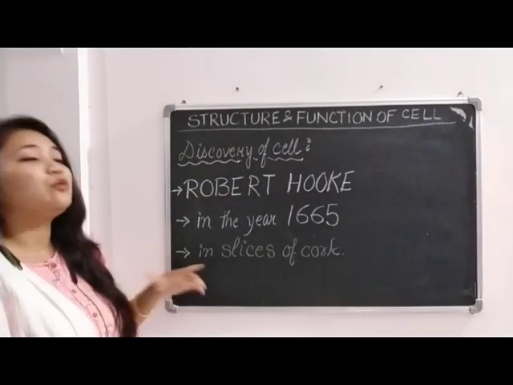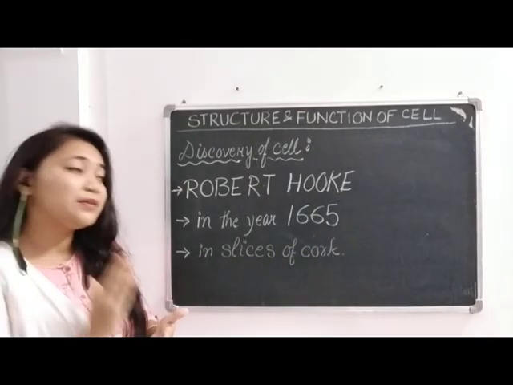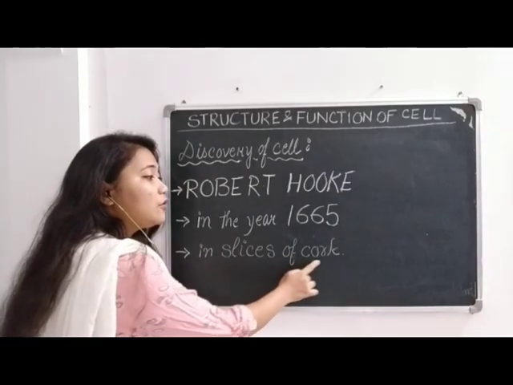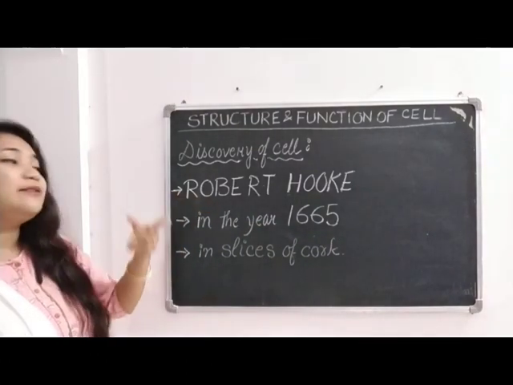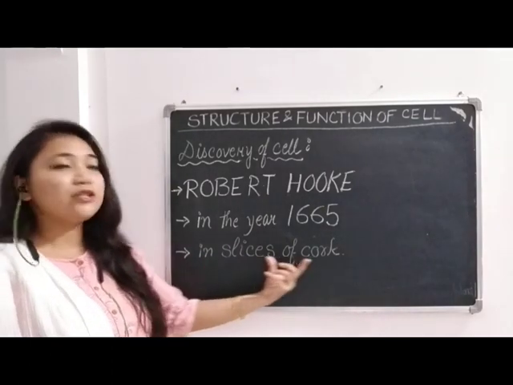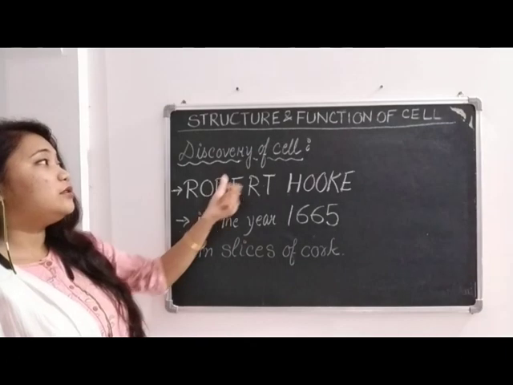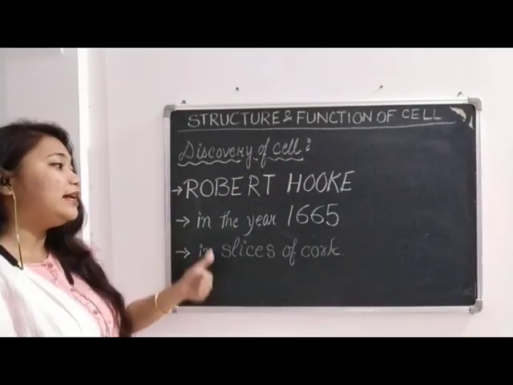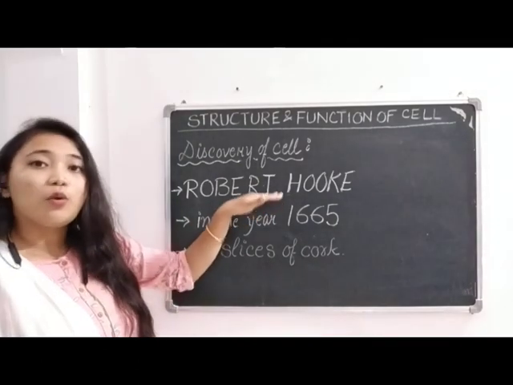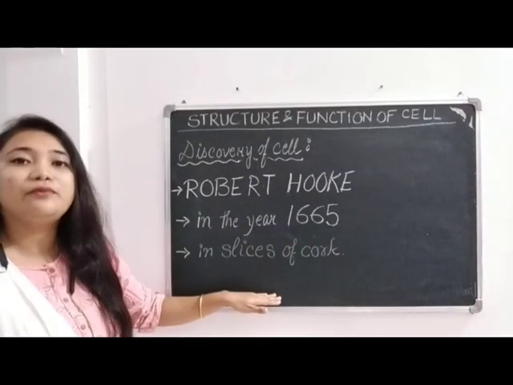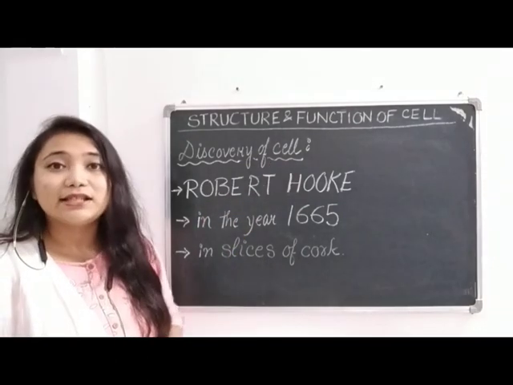Now, where did he find the cell? He found the cell when he was observing slices of cork. So basically Robert Hooke was observing slices of cork under a microscope, and accidentally he found the cell, and ultimately he coined the term cell. So this is who did it, when he did it, and how he found it. Now let us see why he called it a cell.